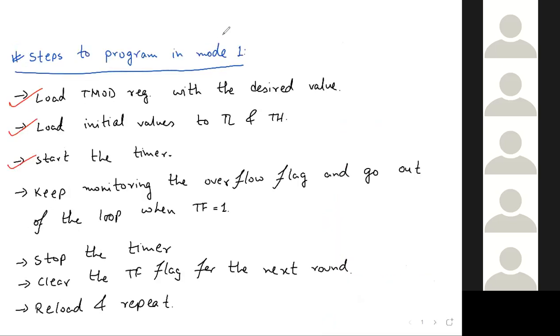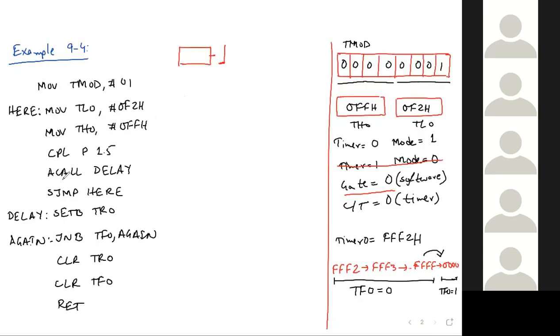So that's why this step says keep monitoring the overflow flag and go out of the loop when TF is equal to 1. So how do you do that? We use this one, JNB TF0. That means as long as in this bit position there is 0, we keep on jumping to this loop again. Once this bit TF0 becomes 1, then we come out of this loop and we go to this line. Is it clear to all of you what just happened? Have you understood?